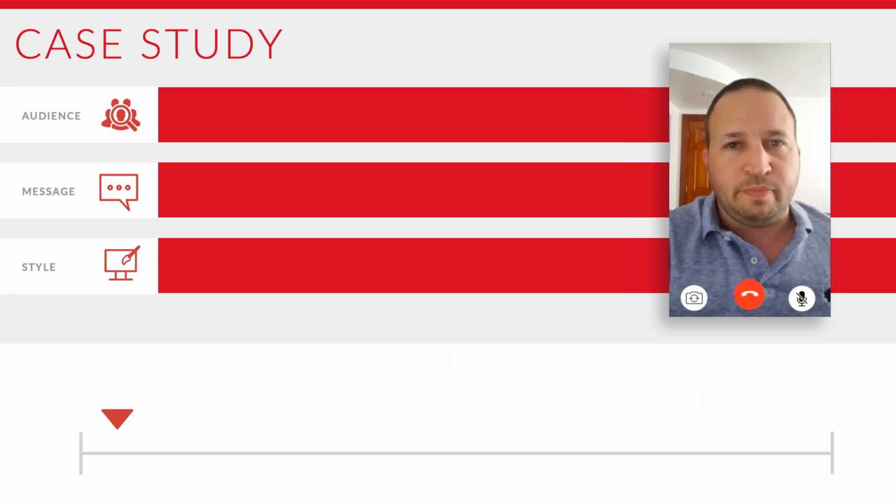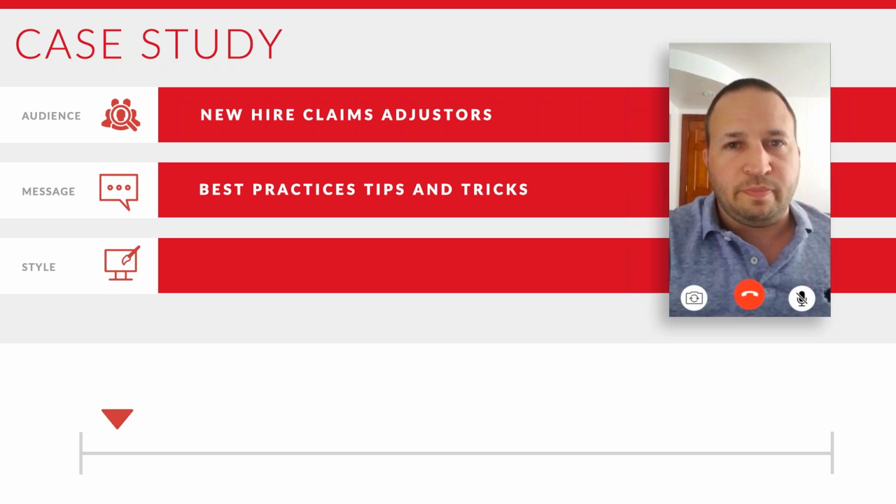So the first case study or example is hitting at that initial barrier that you might feel, and that lower budget part of the spectrum. For this project, the audience was new hire claims adjusters. They wanted to provide these new hires with some best practices, tips and tricks for their daily workflow to help them understand the best ways to go about this.